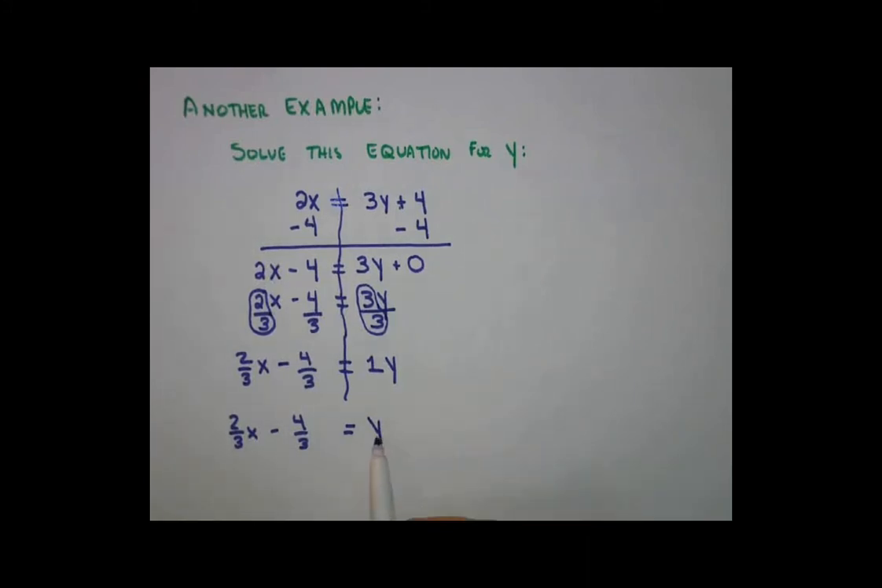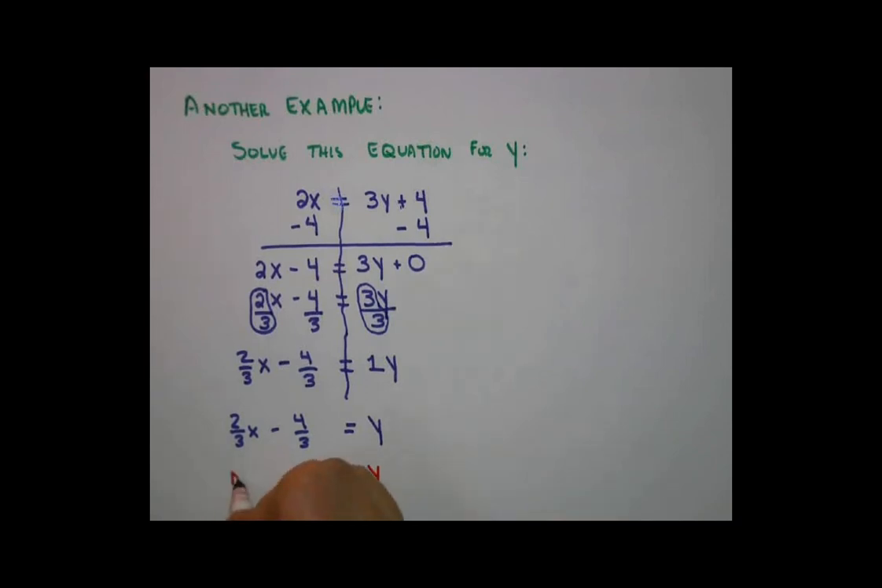So now we have this equation, y equals 2/3 x minus 4/3. It'll help us as we move into our next section to notice that this equation follows the form y equals mx plus b, where in this case, m looks like it's 2/3 and b looks like it's -4/3.